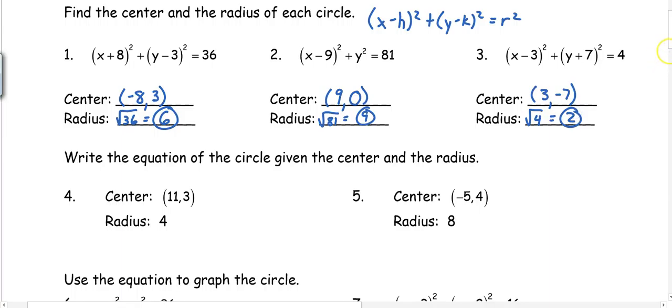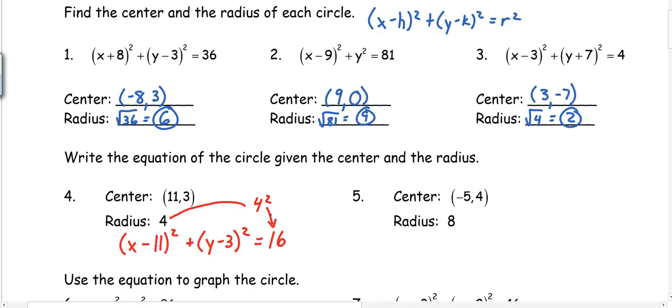Now we're going to go in reverse. So you are given the center point and the radius, and you need to write the equation of the circle. So for my center, I would have x minus, because my coordinate's positive, so (x - 11) squared, plus (y - 3) squared, because it was positive, so it gets the opposite sign, equals my radius squared. So I need to do 4 squared, which is 16. Remember that you always need to square your radius to get this number at the end of the equation.